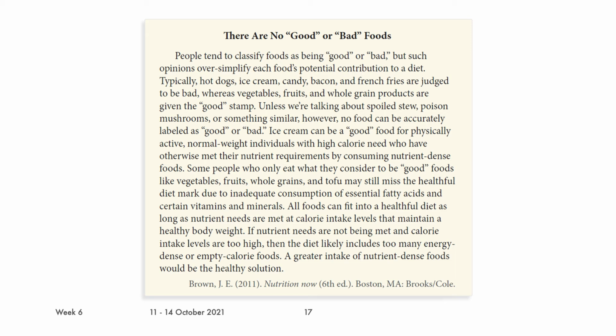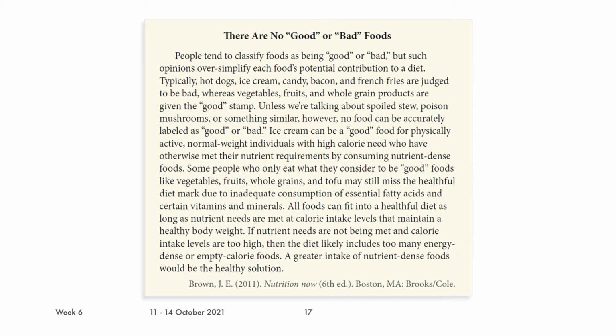People tend to classify foods as being good or bad, but such opinions oversimplify each food's potential contribution to a diet. Typically, hot dogs, ice cream, candy, bacon, french fries are my favorite, are judged to be bad, whereas vegetables, fruits, and whole grain products are given the good stamp. Unless we're talking about spoiled stew, poisoned mushrooms, or something similar. However, no food can be accurately labeled as good or bad. Ice cream can be good food for physically active normal weight individuals with high calorie need who have otherwise met their nutrient requirements by consuming nutrient-dense foods.